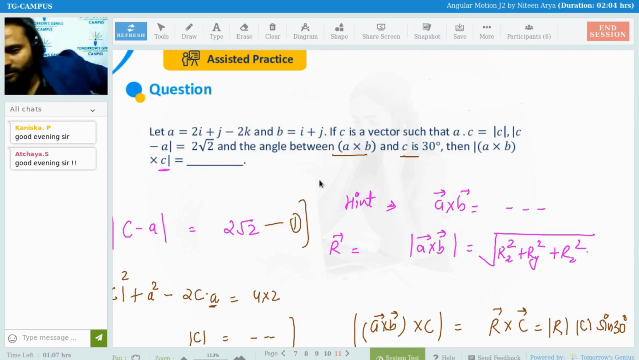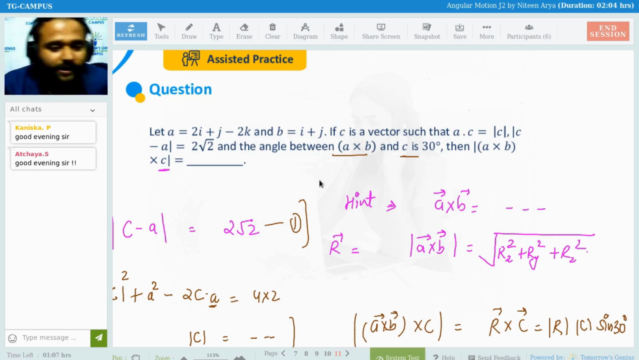Did anyone do this or not? What is your answer, if you tried? Anyone got this or not, beta?